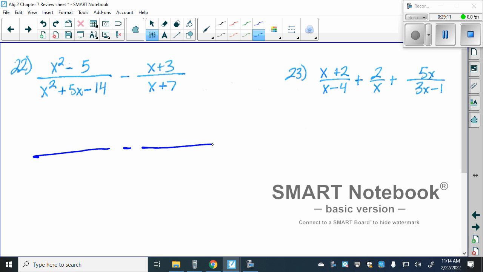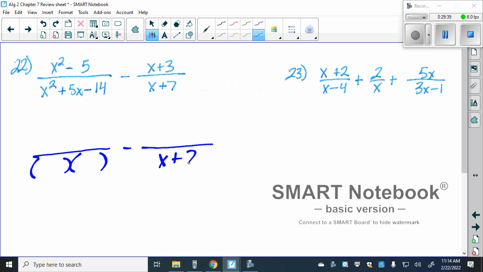Now, with any addition or subtraction problems, because the last one was kind of nice because the denominators are all the same, if there's a denominator that is factorable, we need to factor it. So the x squared plus 5x minus 14 needs to be factored. Well, the x plus 7 is as factored as it can possibly get. There's no greatest common factor. There's nothing we can do with it. So we're going to leave it as x plus 7.